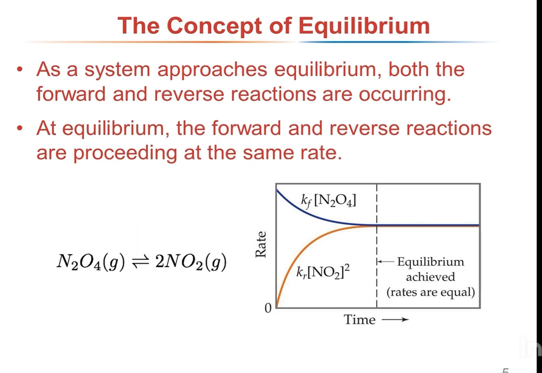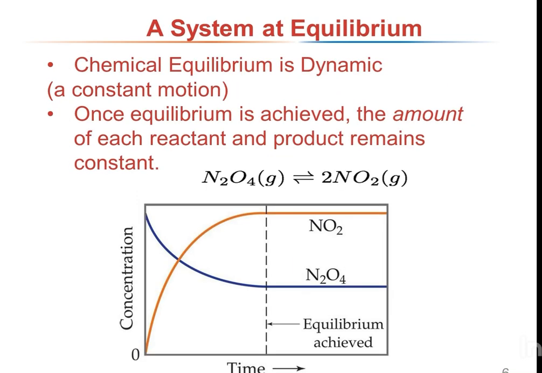As a system approaches equilibrium, both the forward and reverse reactions are occurring. At equilibrium, the forward and reverse reactions are proceeding at the same rate, as you can see in the reaction of N2O4 to establish 2NO2, and also in the reverse reaction. Chemical equilibrium is dynamic. It means that it's in constant motion. Once equilibrium is achieved, the amount of each reactant and product remains constant.